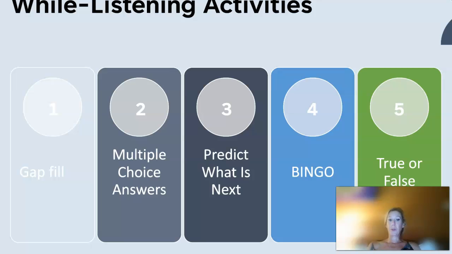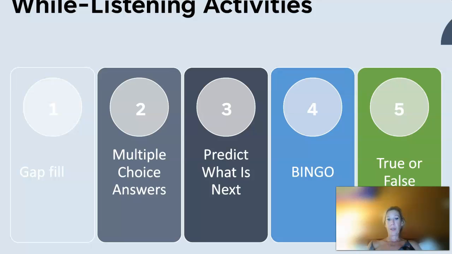Another choice is a multiple choice answer worksheet, where the pre-printed worksheet will have multiple choice answers, and as they are listening to the lecture or the passage, they can go and be marking on the worksheet the correct answer.